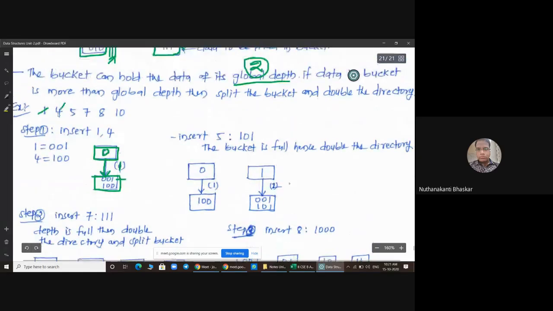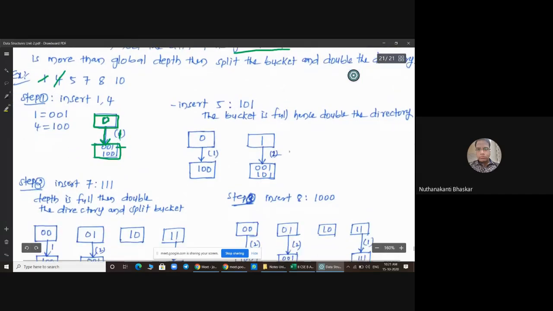Now the next element is 4. What is the binary value of 4? 100. Here again we have only one bucket, so we insert it again. The level is 2. Now 100 is inserted in the 0 bucket. This is the initial mechanism.